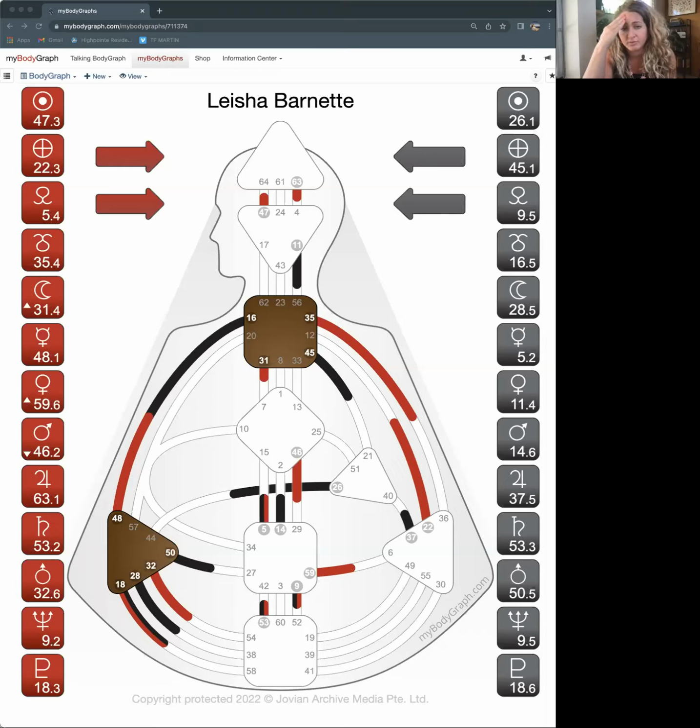Anyways, I have other... Right, because you have the red, right? Yes, and actually a lot of people in my life have defined head and ajna. My daughter, my dad, one of my best friends. Are you ever not around someone with a defined...?